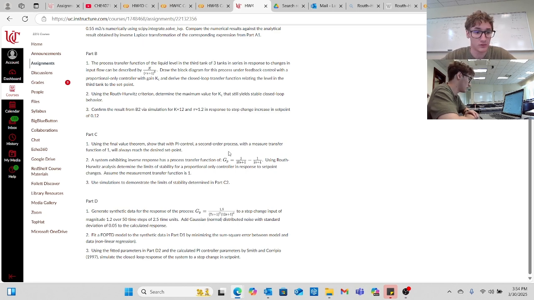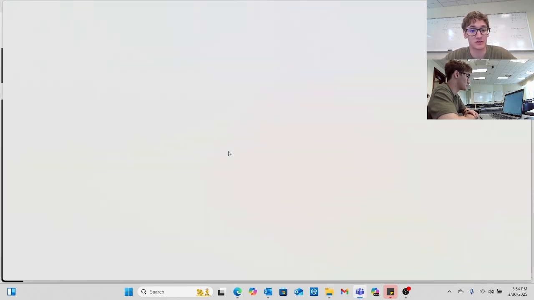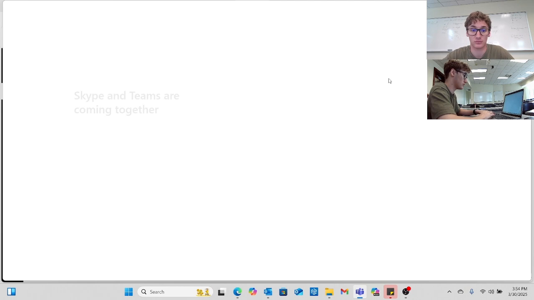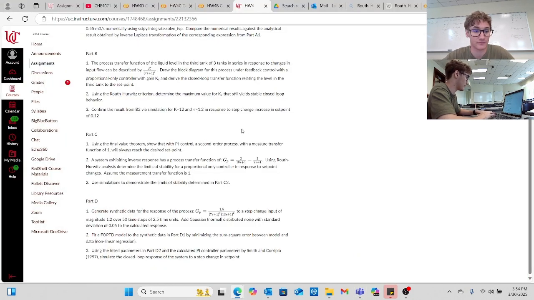Assume the measurement transfer function is 1. And then for part 3, use simulations to demonstrate the limits of stability determined in part C2.